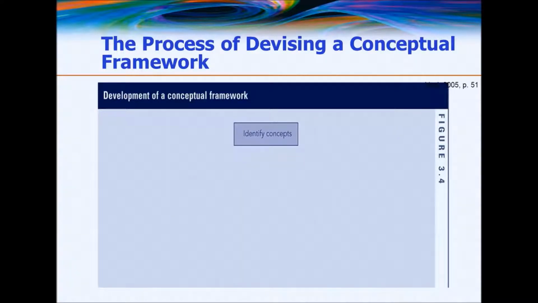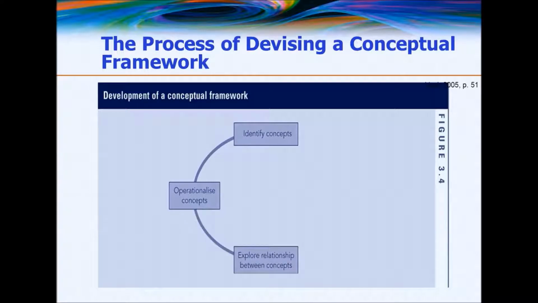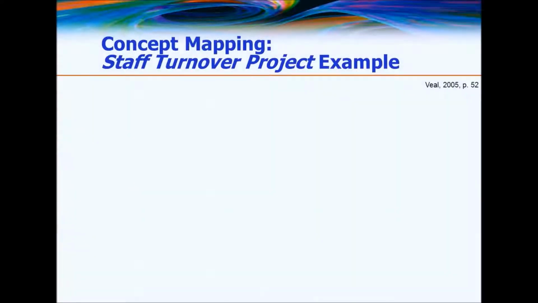First, we identify the concepts that are within the scope of our research project. Secondly, we then operationalize the concept. So we think about how we're going to find that particular piece of information out. Is it within the scope of our research or is it outside the scope of our research? What other kinds of data might come with operationalizing that particular aspect of the concepts? We then explore the relationship between all the concepts. And then lastly, we define the concept so we know exactly what each concept is and how they relate to the others. So we've got a staff turnover project example from Veal.